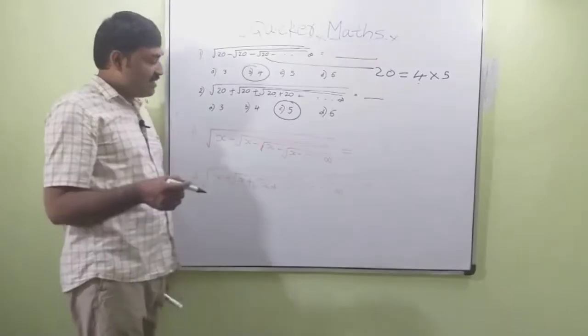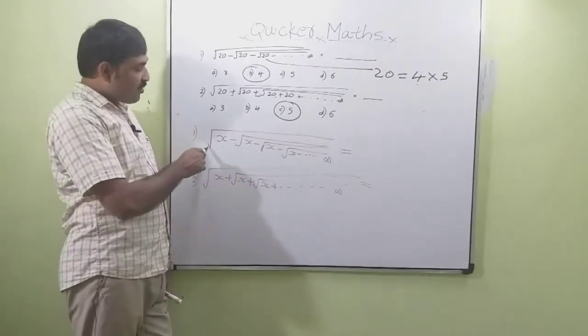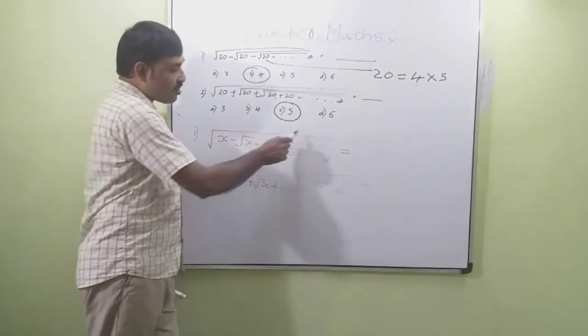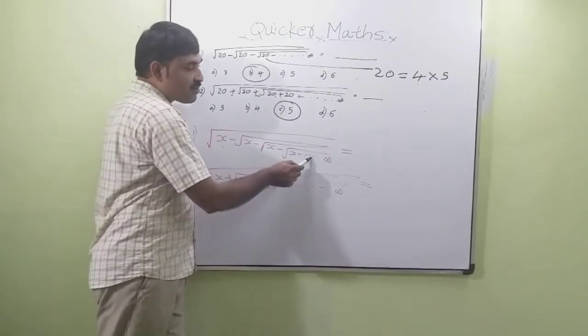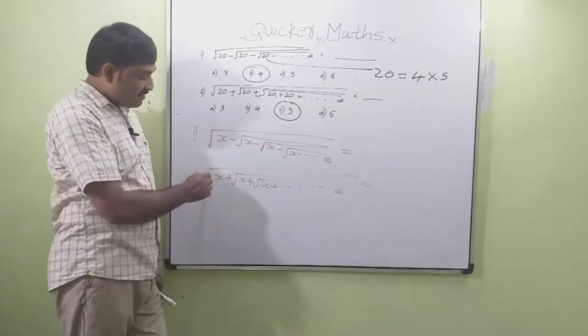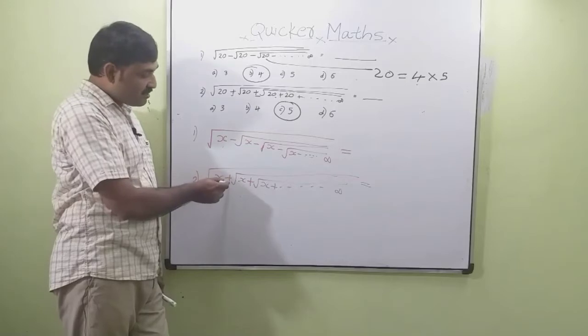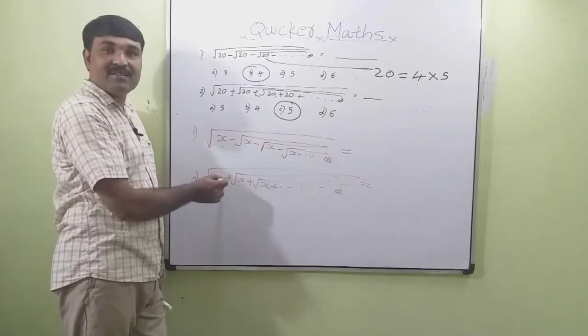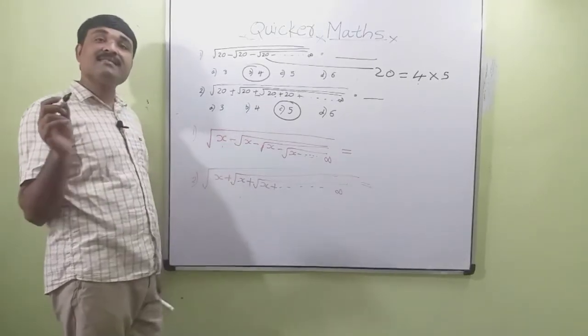In general, I have square root of x minus square root of x minus square root of x, going up to infinity. Here it's the same question, but instead of minus we are making use of plus. So what is the answer?